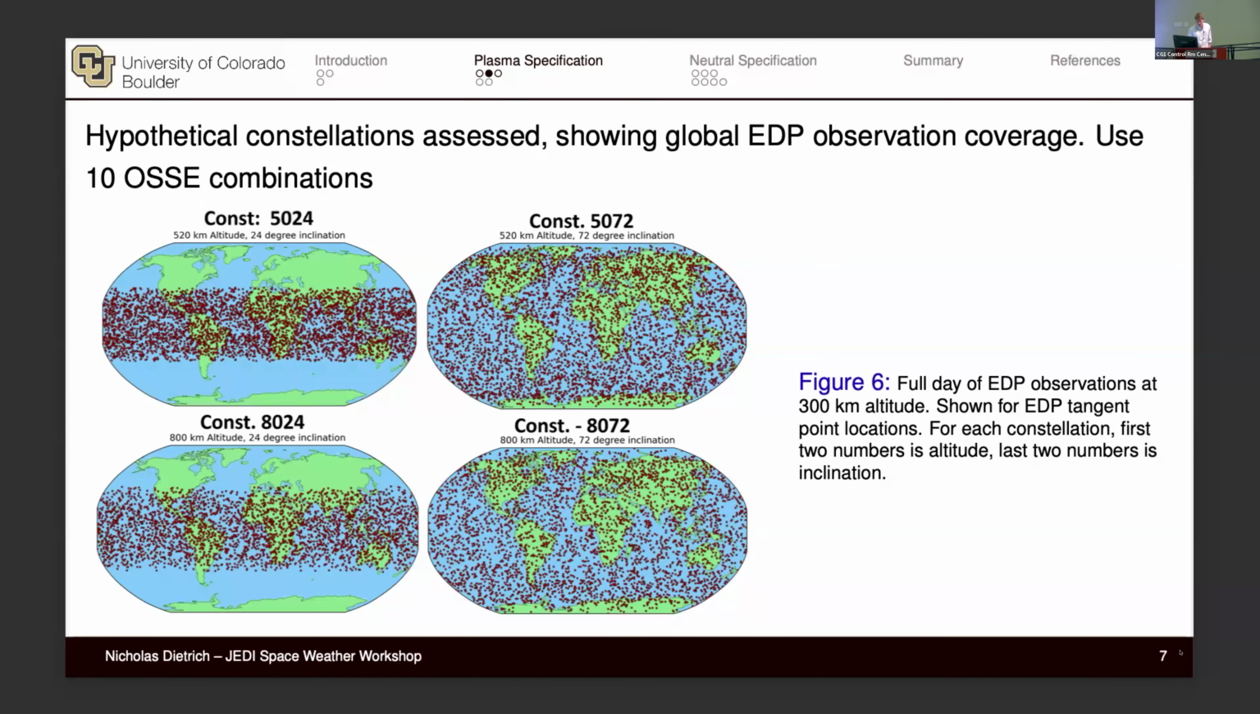Here is an overview of the hypothetical constellations we looked at, based on what COSMIC-1 and COSMIC-2 look like. They have different altitudes and different orbital inclinations. You can see the different latitude coverages they have based on their inclination. There are four different constellations that we looked at, and I'll relatively assess how well they specify the ionosphere. I also have this handy notation up here: the first number is the altitude and the second number is the inclination.